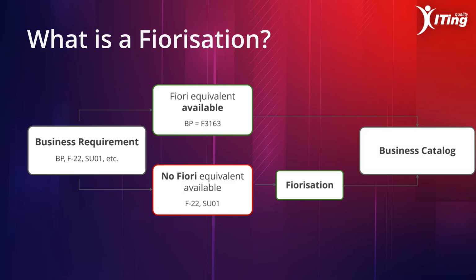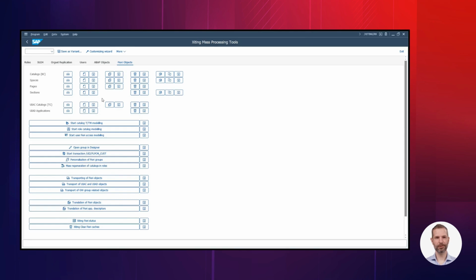This means wrapping the original transaction in a Fiori-style tile, allowing it to be launched from the Fiori Launchpad while retaining its original functionality. When we Fiorize a transaction, we are technically creating a custom Fiori app. Therefore, these apps must be published in a technical catalog to be referenced in business catalogs and assigned to roles.